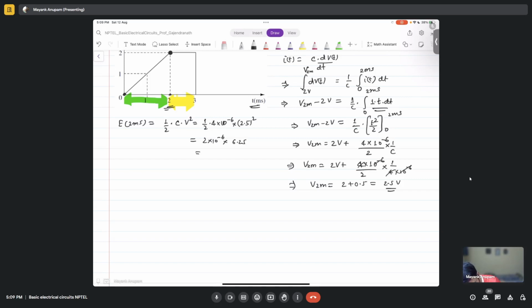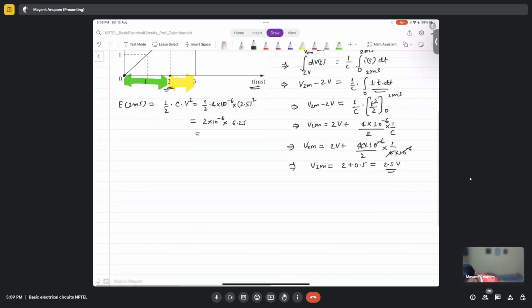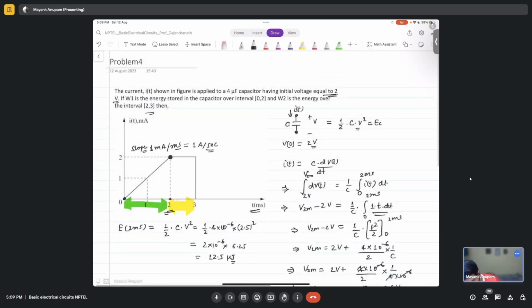So it is 12, how much is it? 12.5 microjoules, yes. And the question that is asked to you is, W1 is the energy stored in the capacitor over the time interval 0 to 2. So tell me, how much energy is stored in the capacitor in this interval from 0 to 2 milliseconds?